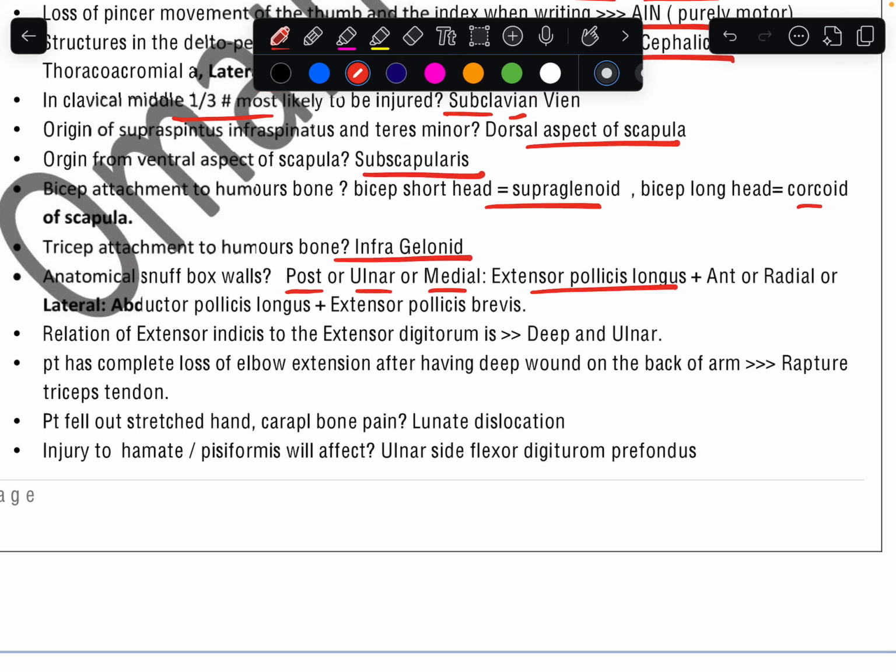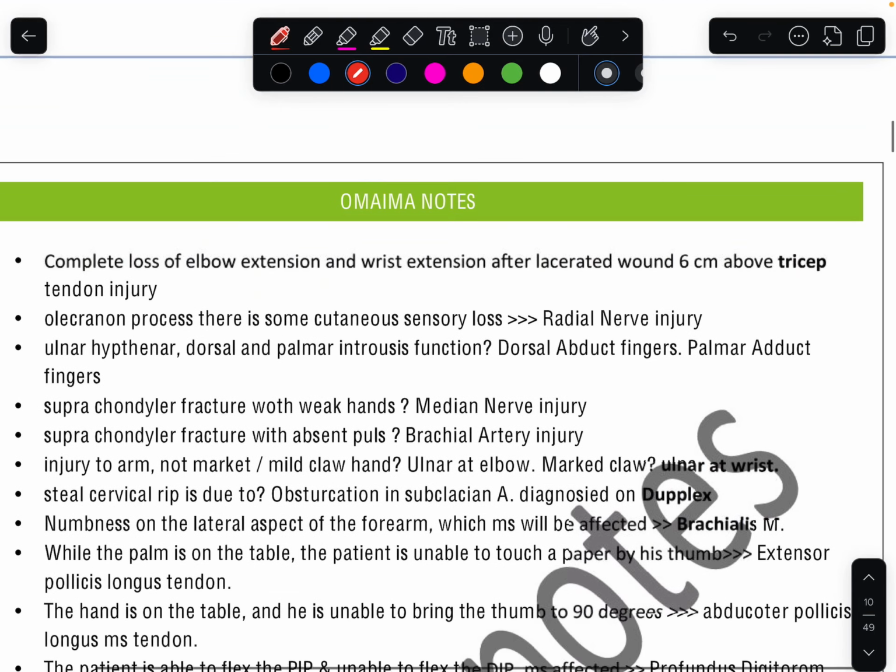Deep and ulnar. Extensor indicis and extensor digitorum. Patient fell on an outstretched hand, carpal bone, lunate dislocation, injury to the hamate, pisiform will affect the ulnar side, flexor digitorum profundus.